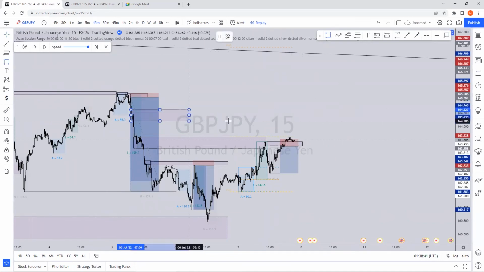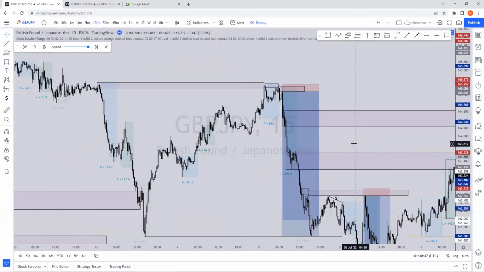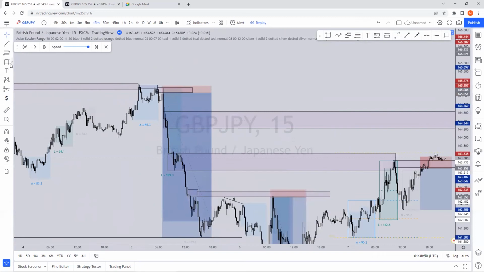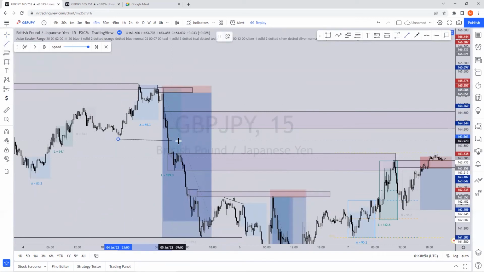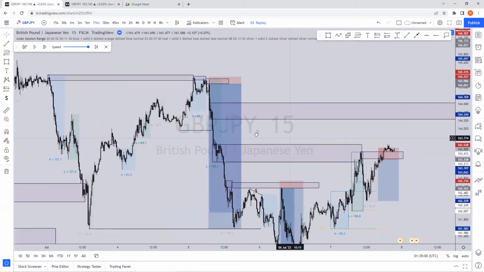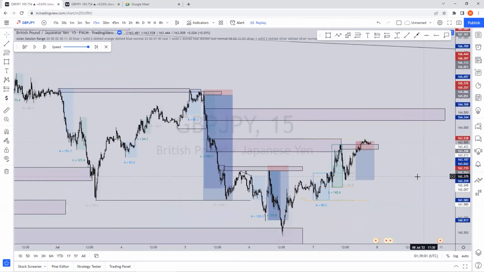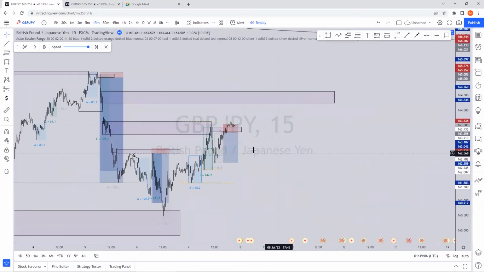And the next zone on my mind is here. The reason being that that was actually the last supply that took out this demand. So if price gives me a reason to sell there, definitely I actually want to sell because we have actually been selling and selling and selling. So let's see what will happen there. So this is a -1 for us already.